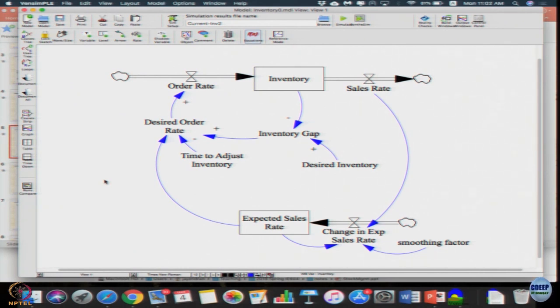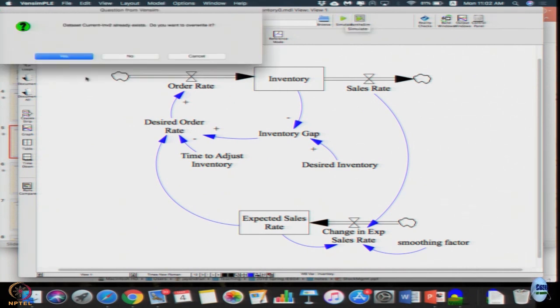So what we have modeled here is a classical exponential smoothing forecasting method. In any other operations management related course, if you are studying exponential smoothing, that is exactly what it does, where the smoothing factor is what you probably call the smoothing constant. So it is the same thing. Got this? Let's simulate.